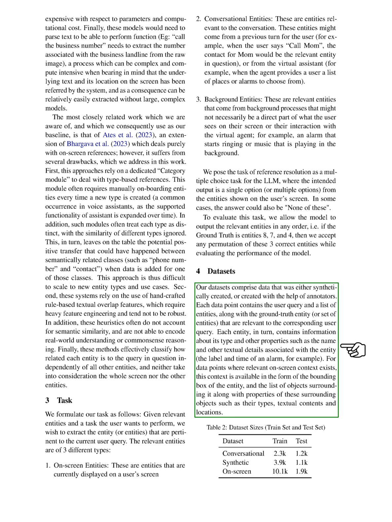Our datasets consist of synthetic data and data annotated by human annotators. Each data point includes a user query, a list of entities, and the ground truth entity, or entities, relevant to the query. The entities contain information about their type, name, and other textual details. For data points with on-screen context, we provide the bounding box of the entity and information about surrounding objects.